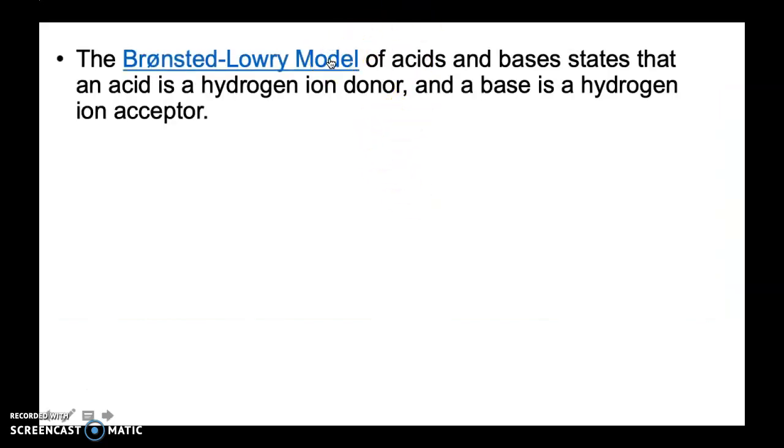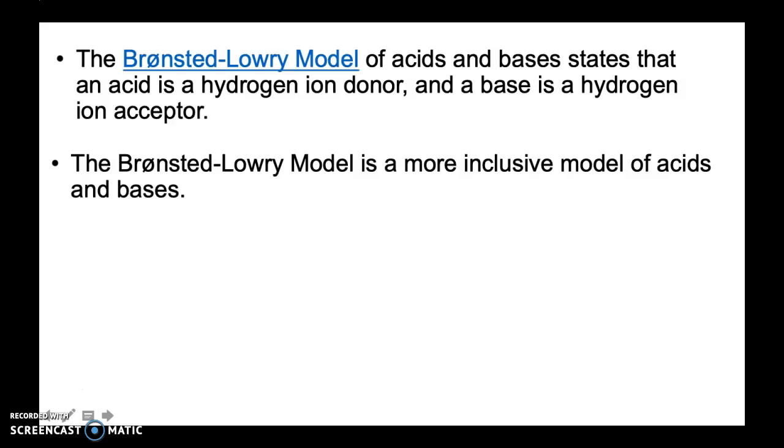Bronsted-Lowry model. A model of acids and bases in which an acid is a hydrogen ion donor and a base is a hydrogen ion acceptor. Bronsted defines them as hydrogen ion donors and hydrogen ion acceptors. Acid is a hydrogen donor, a base is a hydrogen acceptor.